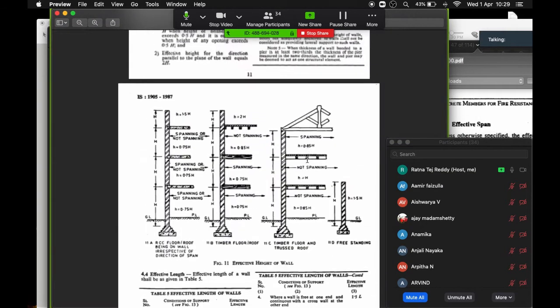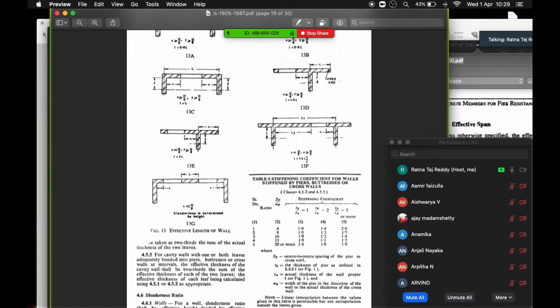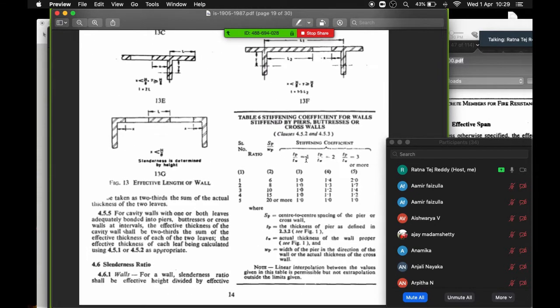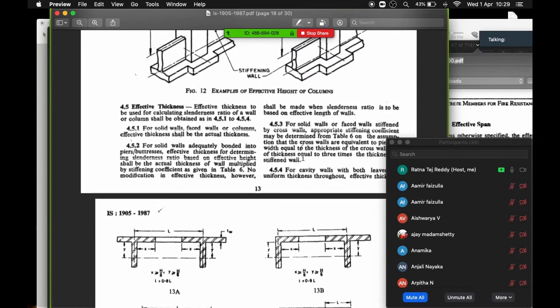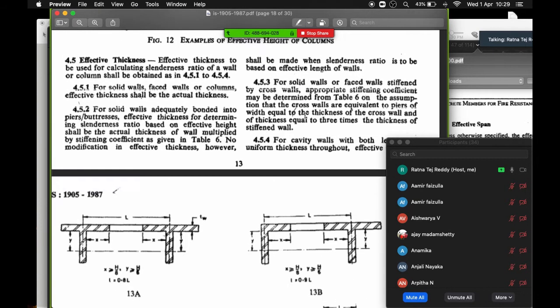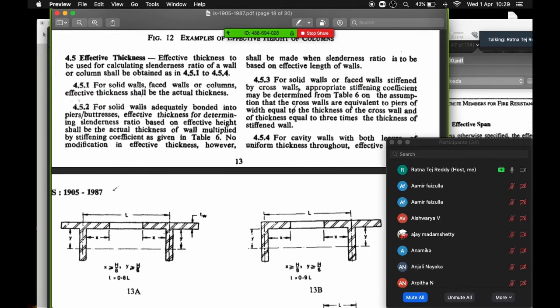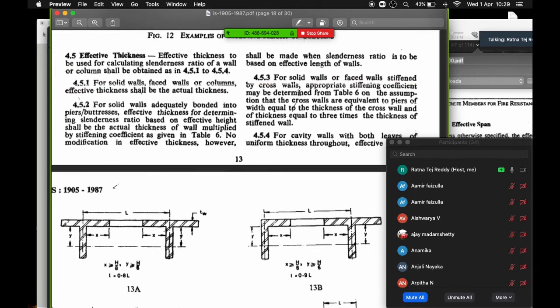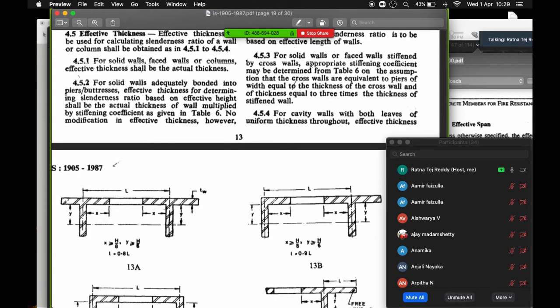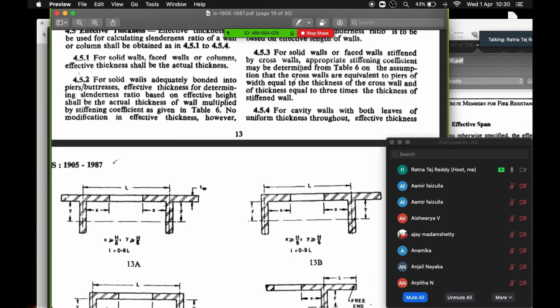In your code, if you go to, just a second, that will be somewhere in between table 6. If you see clause 4.5.3, for solid wall or faced wall stiffened by cross walls, same just as in our case, the appropriate stiffening coefficient may be determined from table 6. Okay, I'll come to that later. On the assumption that the cross walls are equivalent to piers of width.